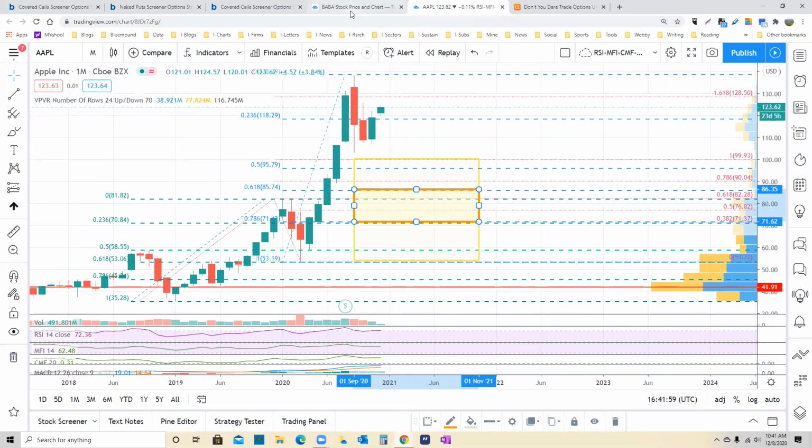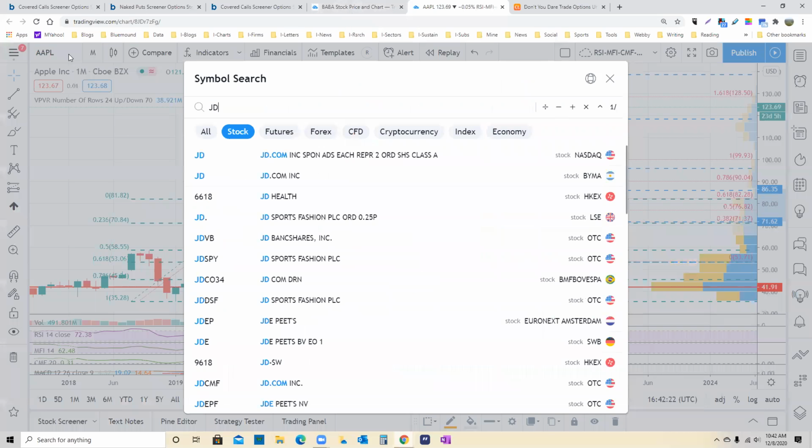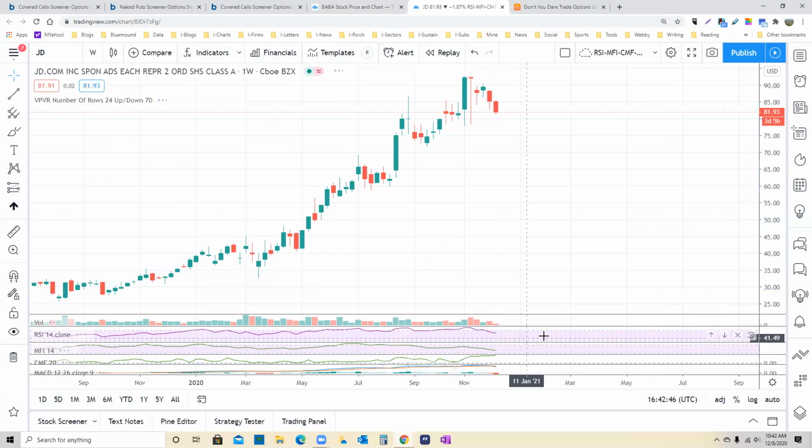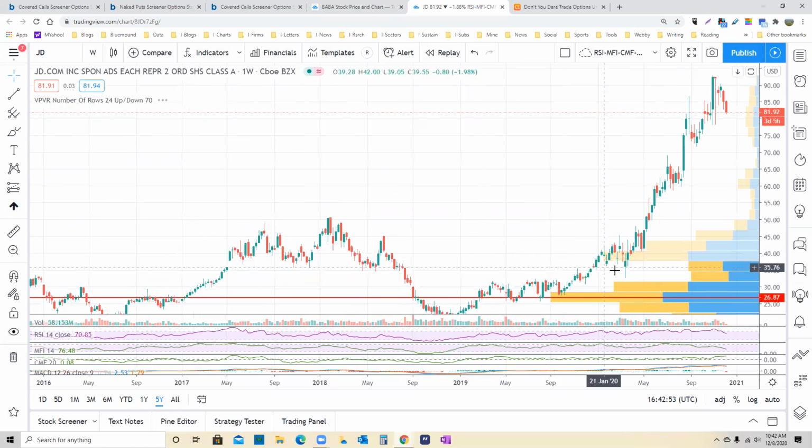All right, are there any particular stocks you want to look at today? Okay, so step one, somebody asked about JD.com. Step one, start with your weekly chart. I generally look at the 5-year first so that I can get an idea what's been going on here. So just by looking at this, what do you immediately think? Well, this could be overbought, right?